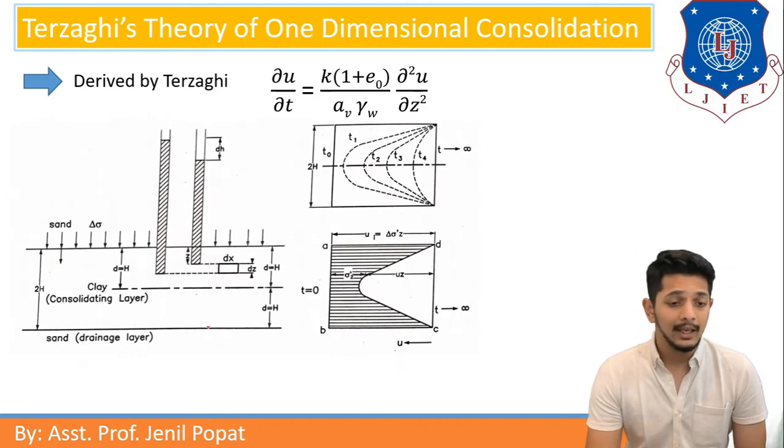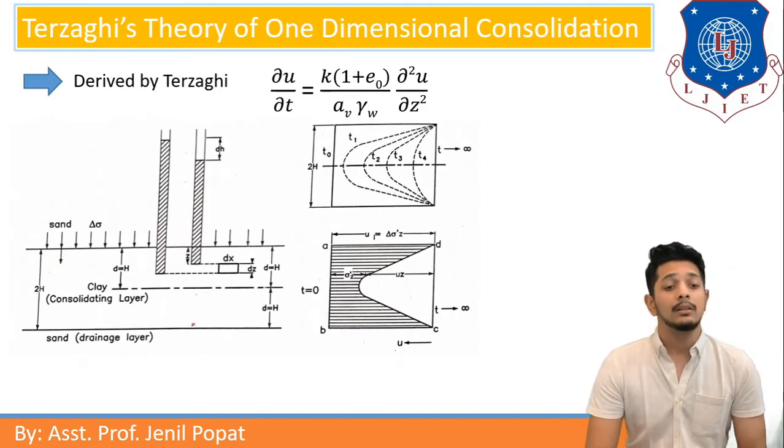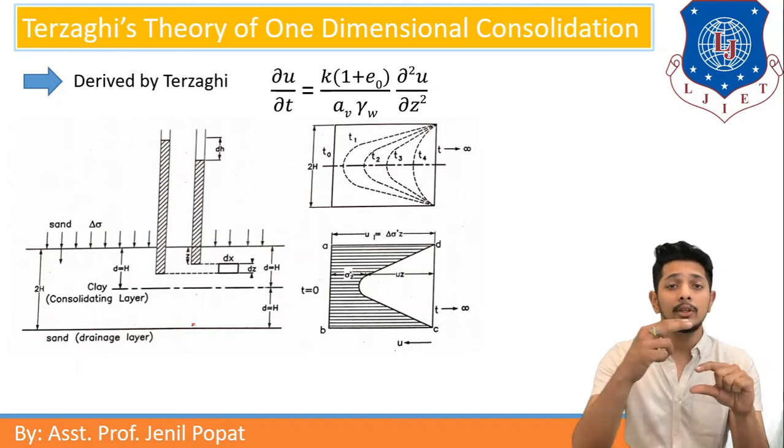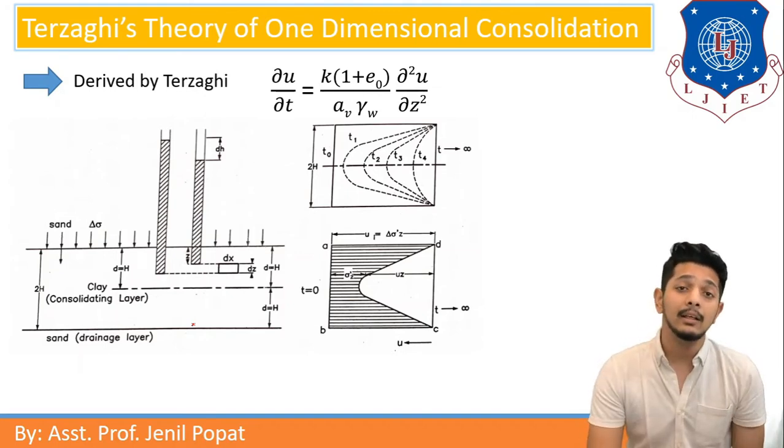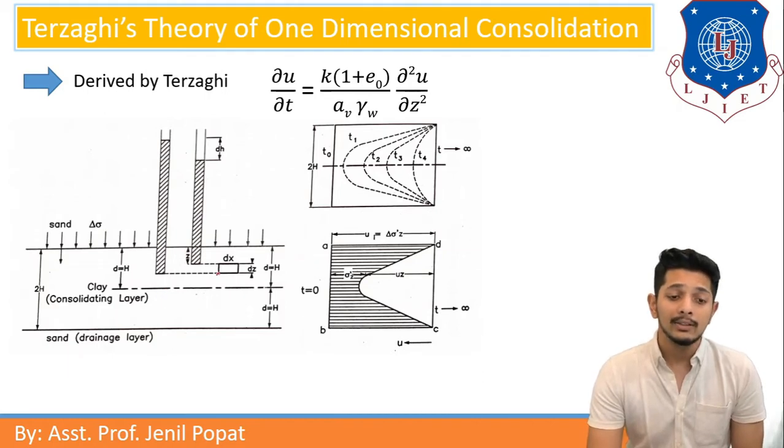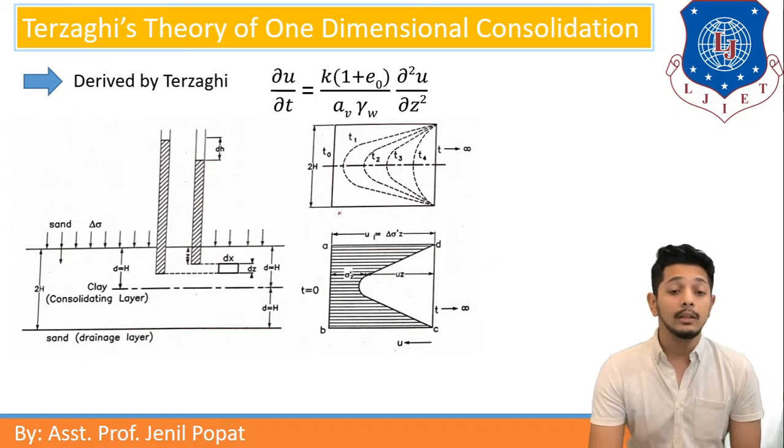Here in this diagram, you can see that the clay layer is in between two sand layers. Clay layer is the consolidating layer here. Now we have assumed some element of size dx by dz here. In the other two diagrams, you can see intensities of time as well as degree of consolidation.